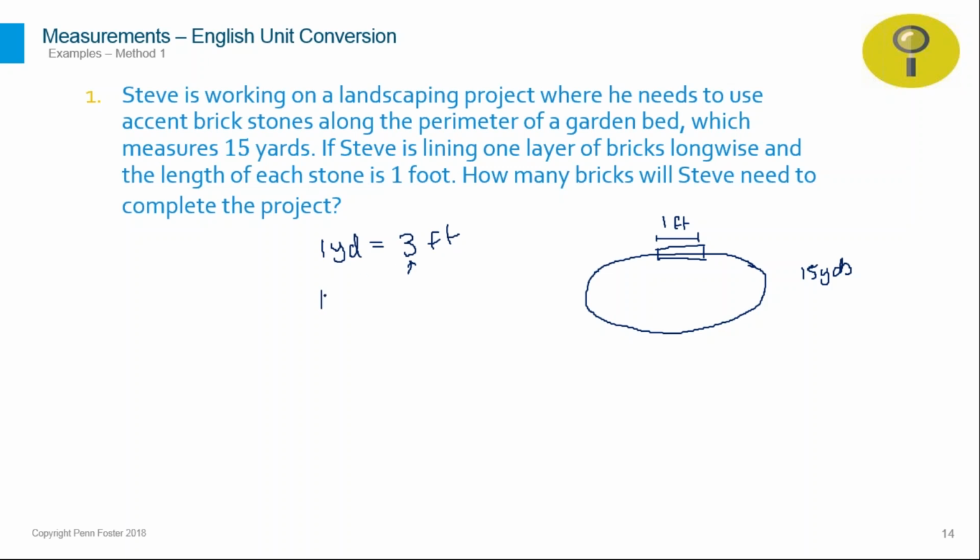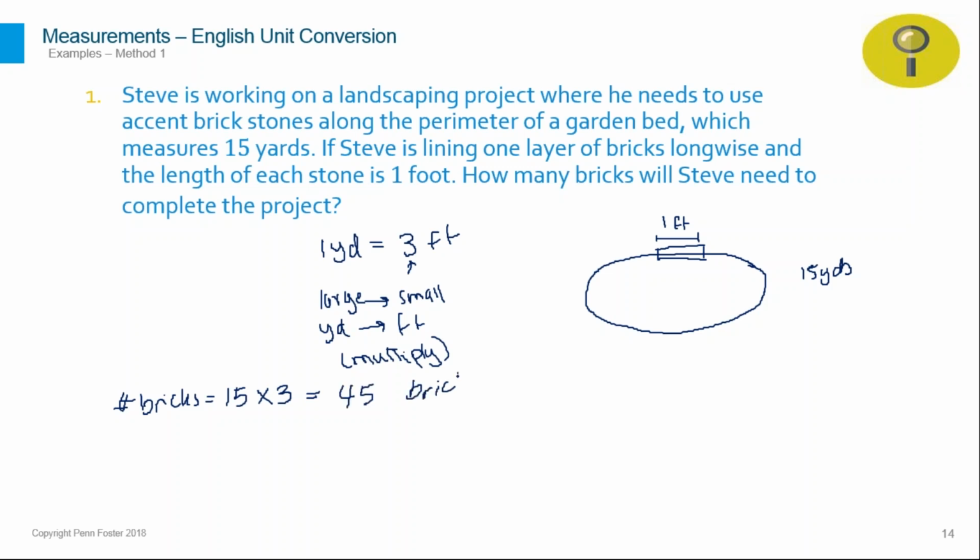I am converting large to small because I'm converting yards to feet. And the rule says multiply in this case. So the number of bricks equals the number of yards times how many feet in 1 yard, times 3. 15 times 3, of course, will give you 45 bricks needed for the project, or 45 feet.